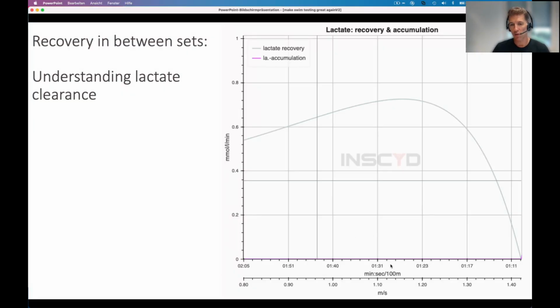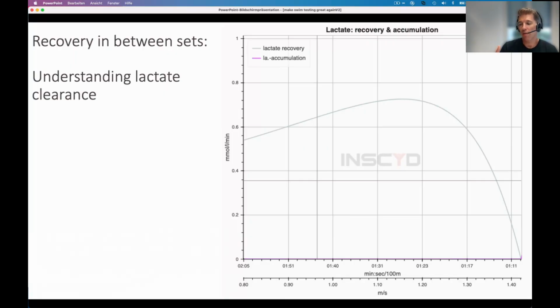So you can see the pace for 100 meters on the x-axis, and the ability to clear additional lactate on the y-axis. And you can see, and that's always the case, just the question of at which speed it happens, that there's an apex, a maximum, at which the athlete clears lactate the fastest. And that is very useful and has been proven very valuable to set up rest periods in between intervals.